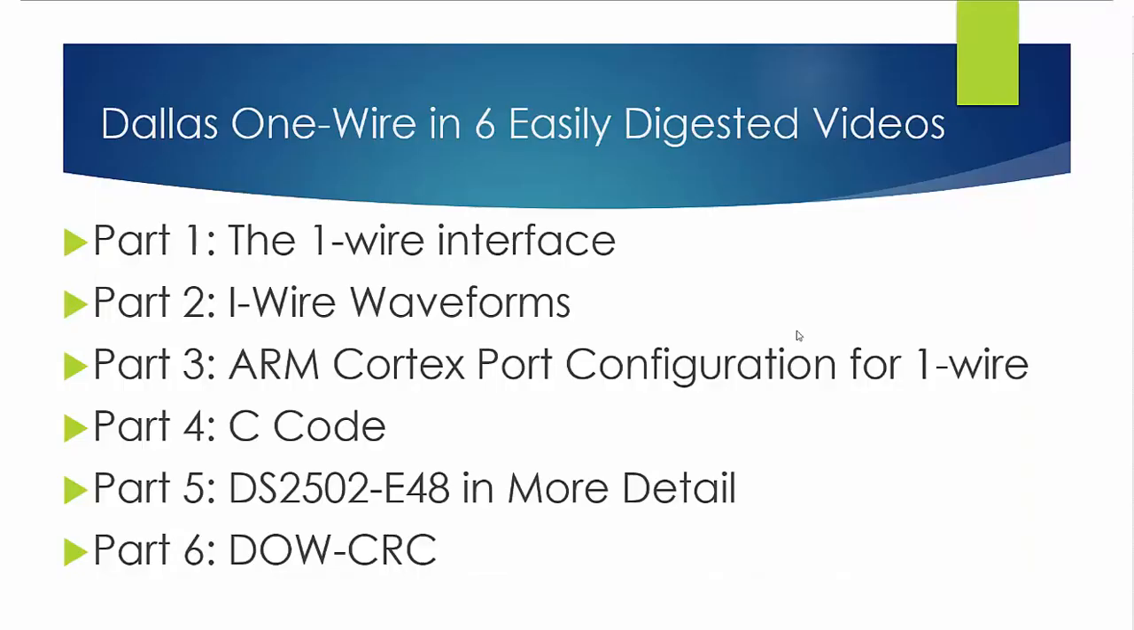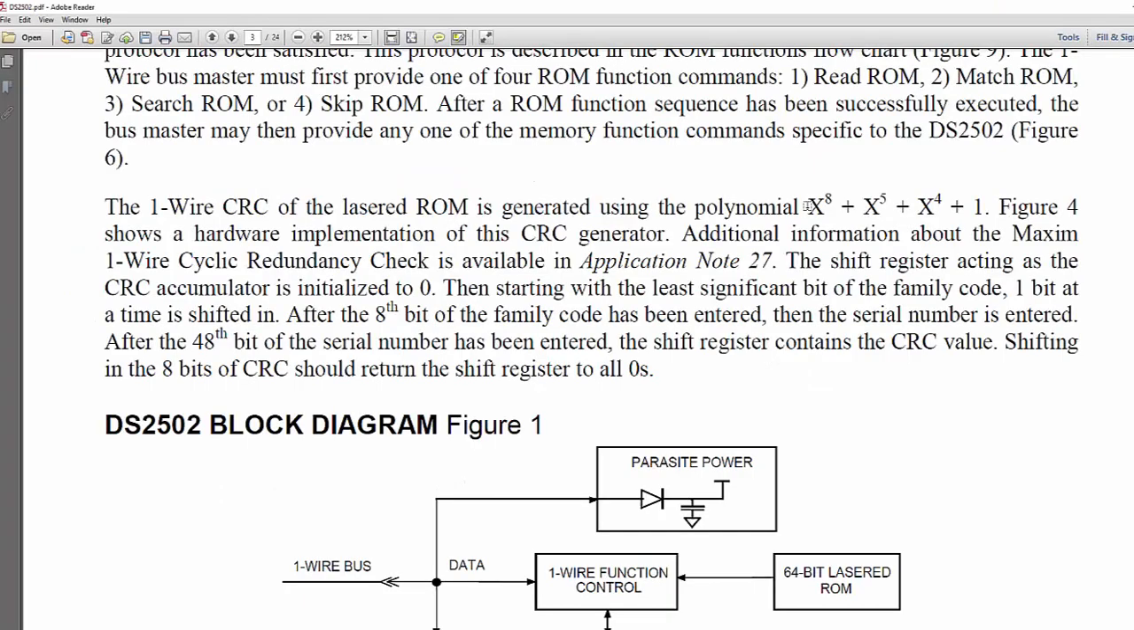This is part six. We're going to look at the CRC, which seems to be the least understood part of this. A lot of people that will do the one wire will wind up just ignoring the CRC because they don't understand it. So the Dallas one wire uses the polynomial x to the eighth plus x to the fifth plus x to the fourth plus one. The CRC accumulator is initialized to zero.